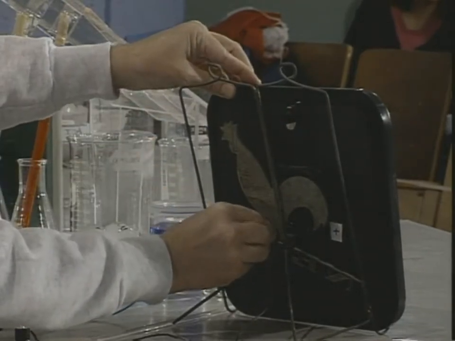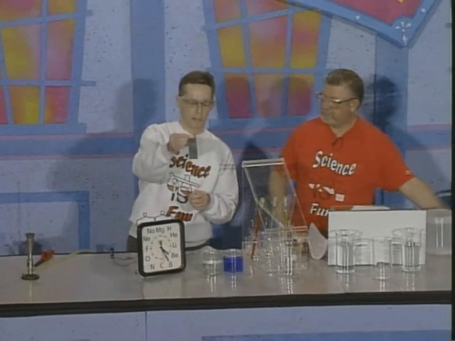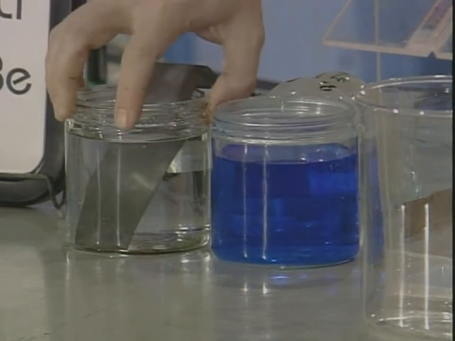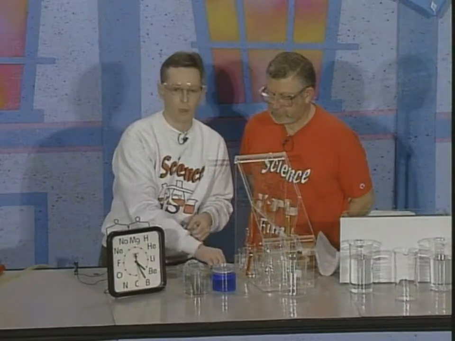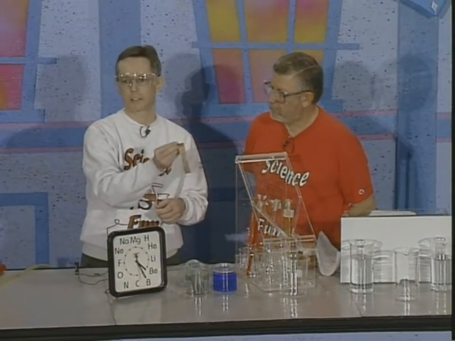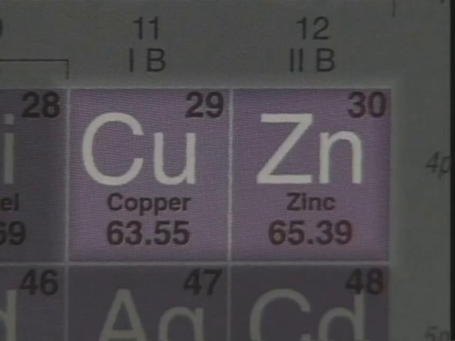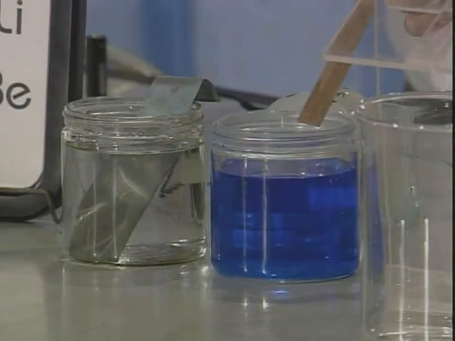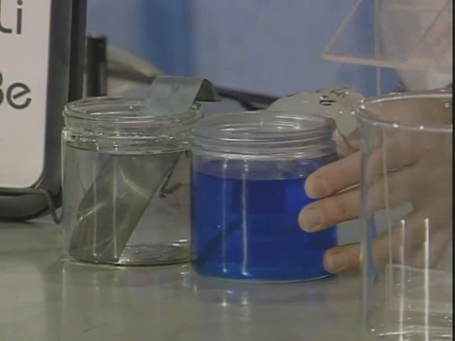Find those little contacts back here. Then I'm going to take the zinc and place it into this colorless solution. The solution also contains zinc that's been dissolved. Then I'm going to take a piece of metal which is zinc's next door neighbor. It's element number 29, and that's copper, and place it in this blue solution. The blue solution contains some copper that's been dissolved.